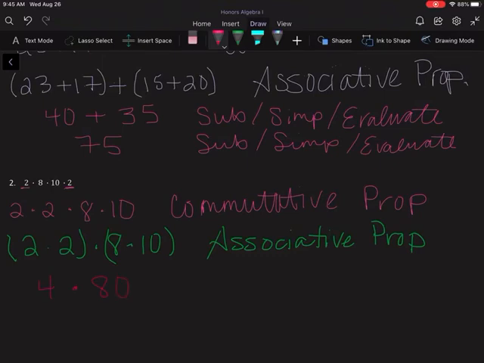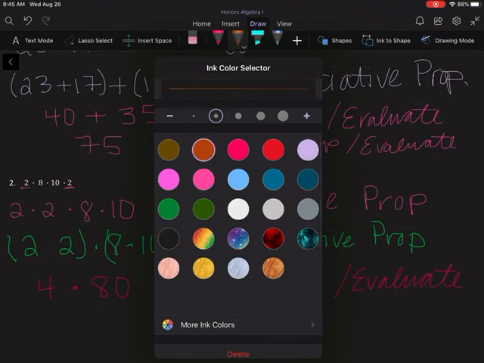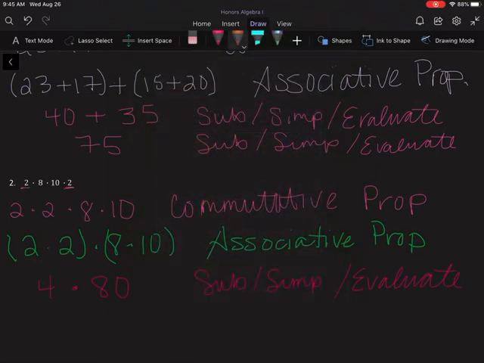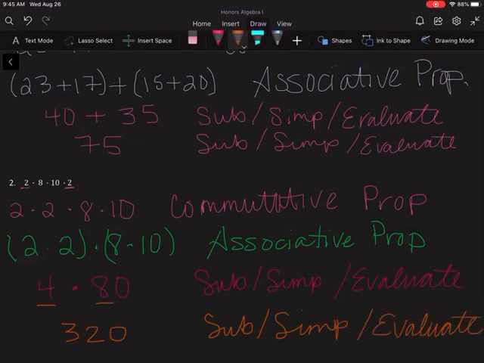4 times 80. And I think that's easy. And so that's substitution, simplify, or evaluate. And then this would be, the 4 times 8 is 32, and then add the 0. So substitution, simplify, evaluate.